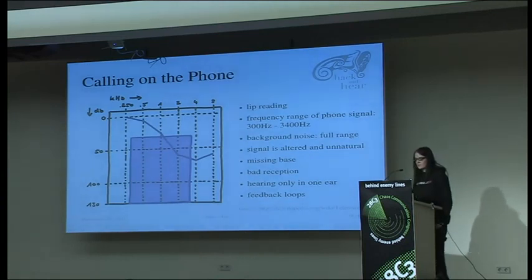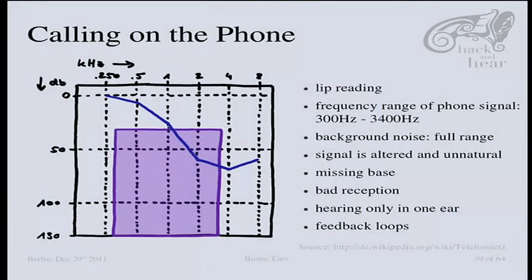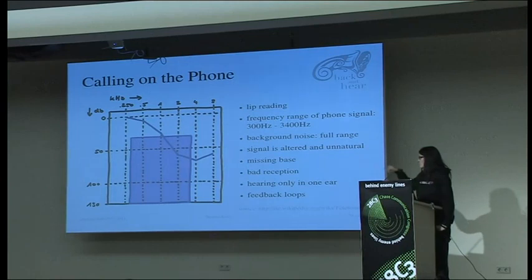A really common problem for hearing impairment is calling on the phone. The problem is, first of all, most people do lip reading, so they don't rely only on the audio input. We use the visuals as well. And of course, you don't have that on a regular telephone. Also, for technical reasons, the frequency range of the phone line is reduced. In Germany, it's 300 hertz to 3.4 kilohertz. That's the blue box in this audiogram.